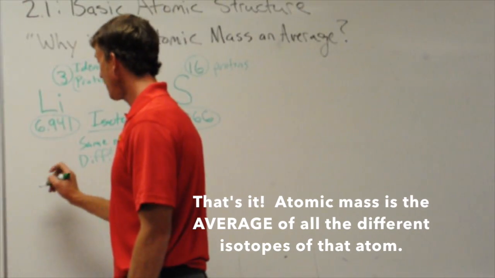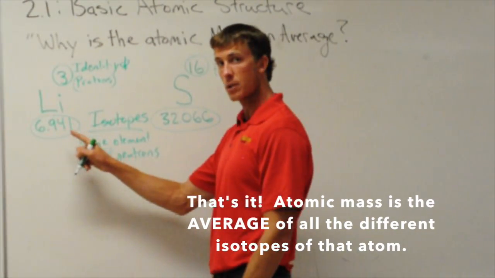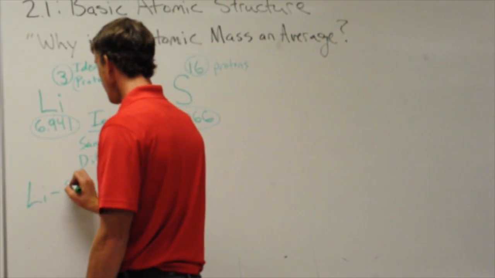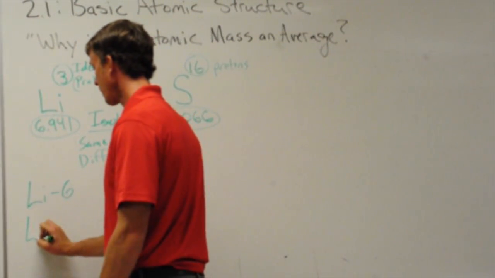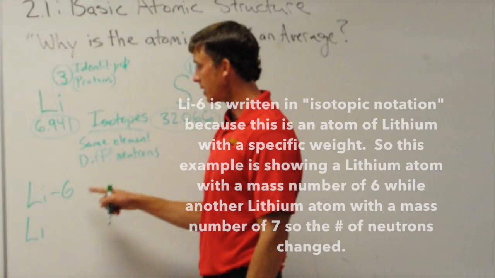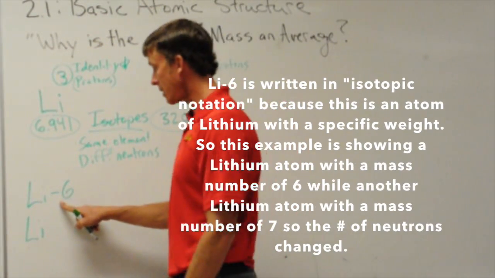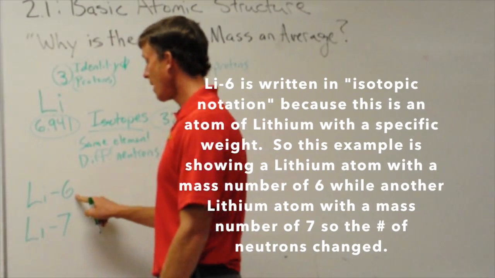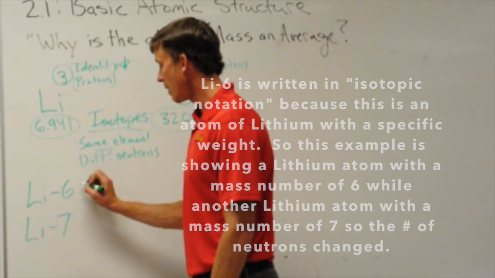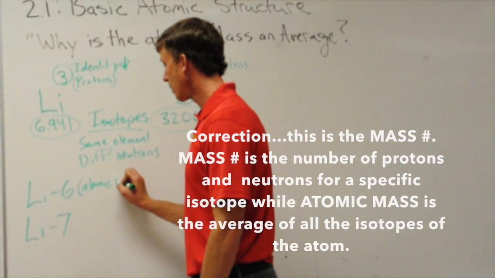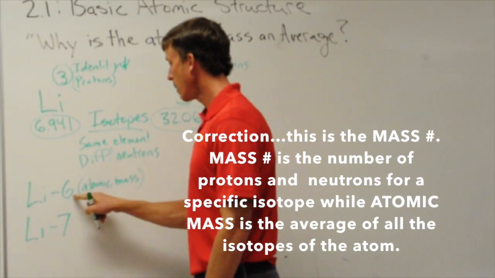So lithium has different isotopes, okay? Lithium has 6 as a mass number. This is how you write the notation for an isotope. So lithium weighs 6, and it also weighs 7. That 6 just means that's the atomic mass. So this is the atomic mass. Okay? And so is this.